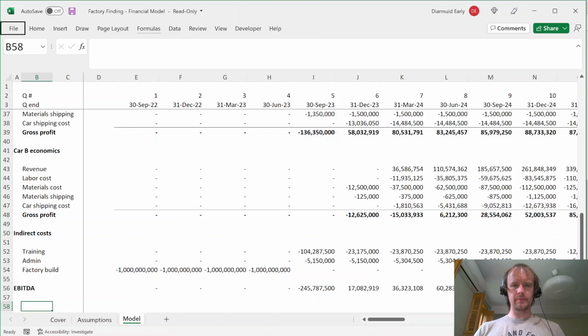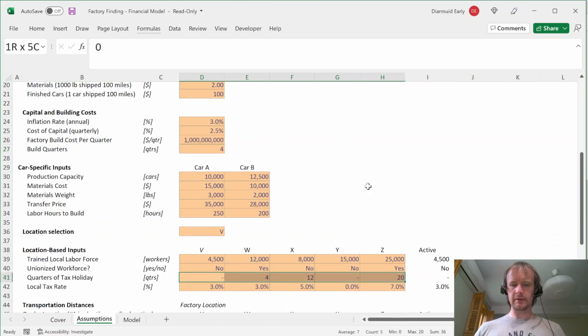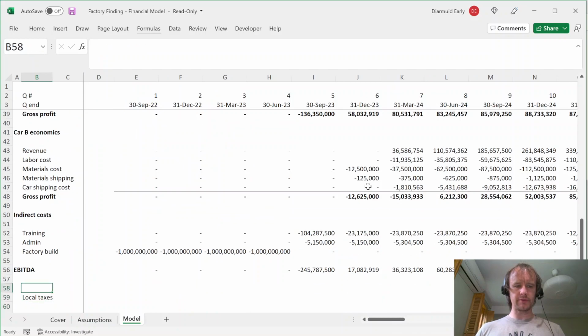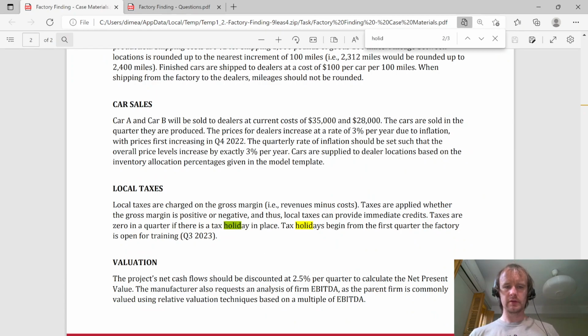and for that, different factory locations, some of them have tax holidays, so let's factor that in first. We'll do a quick flag. Let's just do it as a section, tax. Tax holiday, question mark. So what are we told about the tax holidays? Taxes are 0 in a quarter if there's a tax holiday in place. Tax holidays begin from the first quarter the factory is open for training, Q3 23.